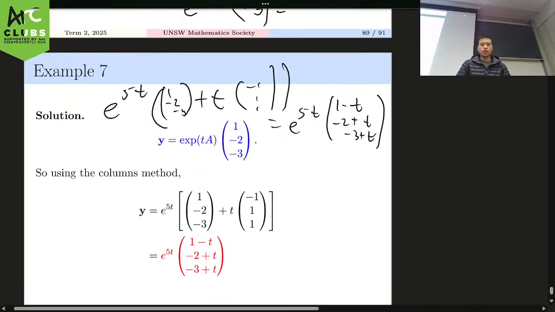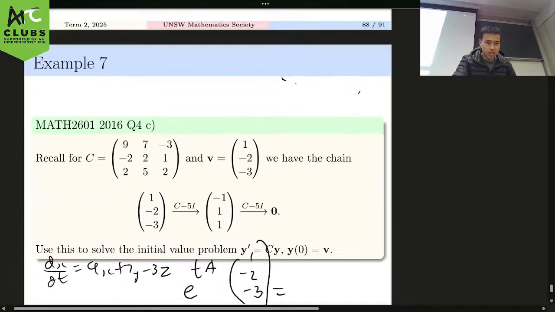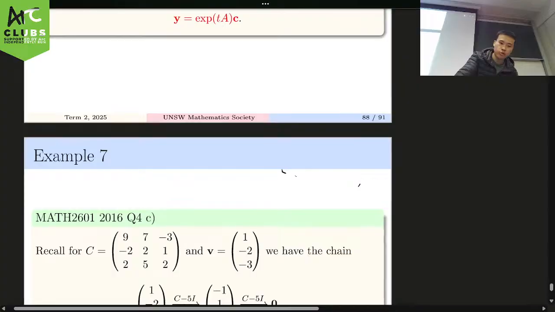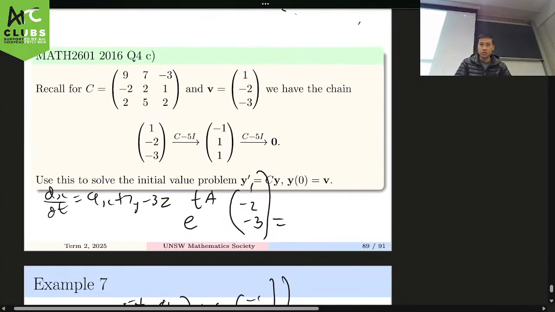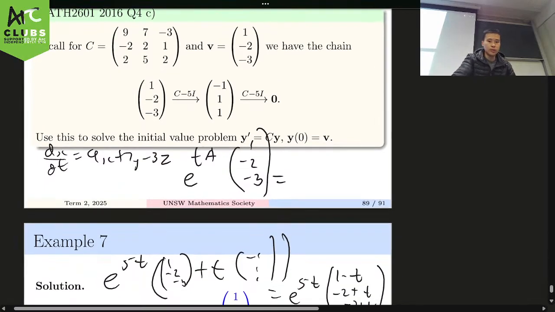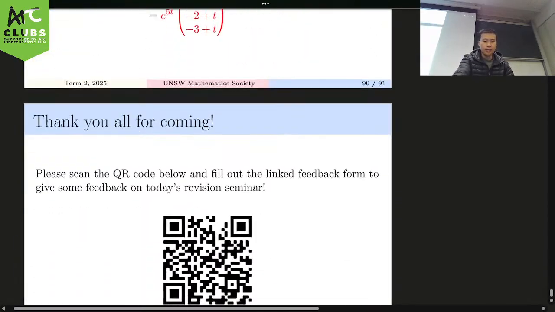So that is essentially how we solve these differential equations with the column method. Pretty cool. If we're only given the Jordan chains, we don't need to find any Jordan forms. Okay, that's it.